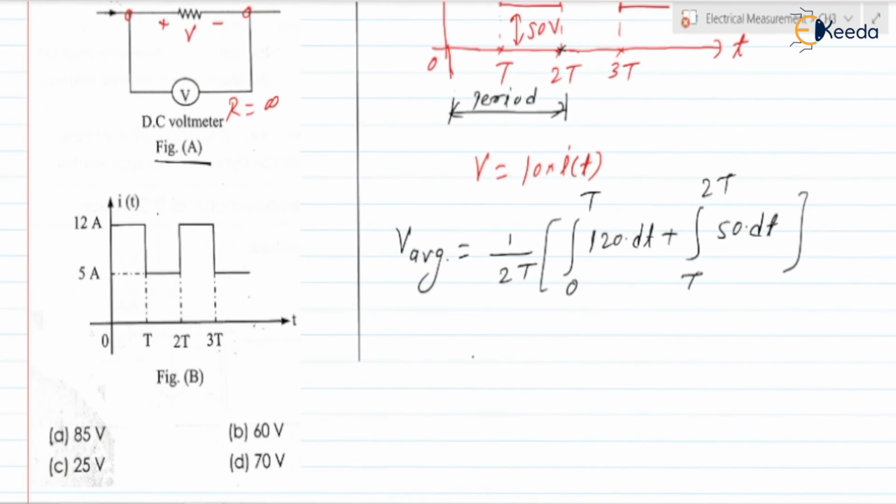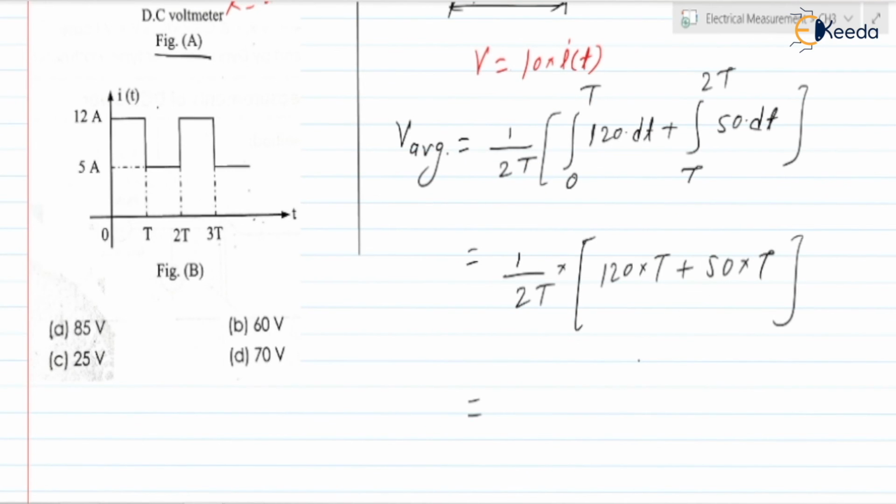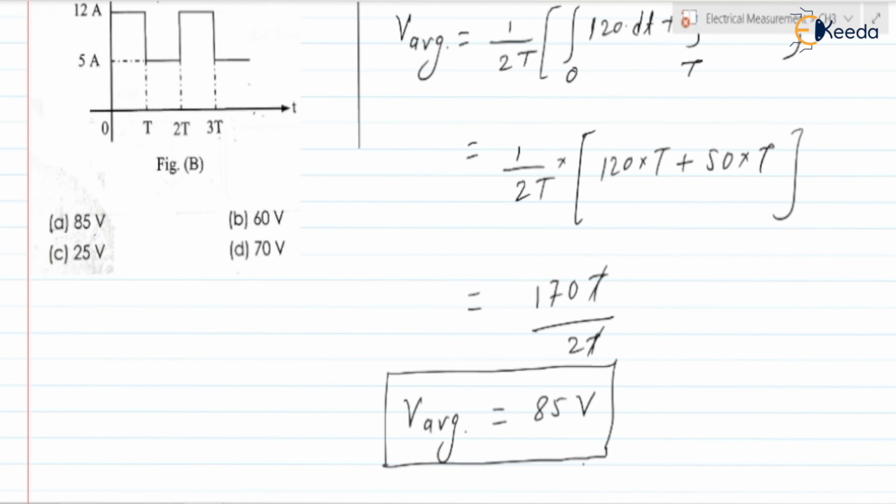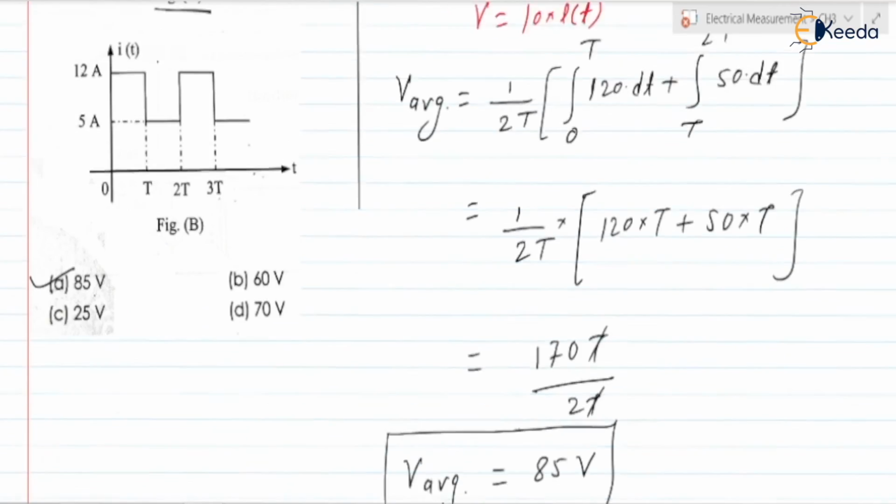Further we can simplify it. Dividing by 2t and integrating, it is 1 by 2t into 120 t plus 50 t. So 120 plus 50 is 170. 170t divided by 2t, t gets cancelled. 170 by 2 is equal to 85 volt. This is the v average, which is nothing but the reading of the voltmeter. It is 85, so the correct option is option A.